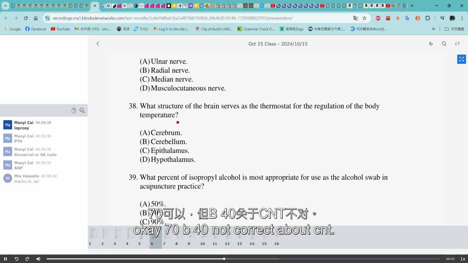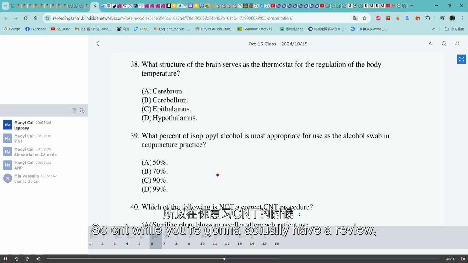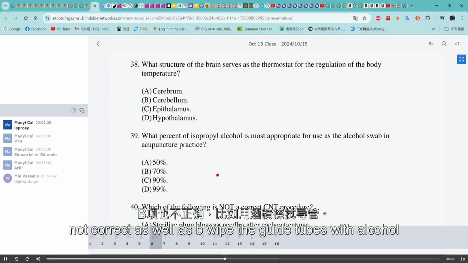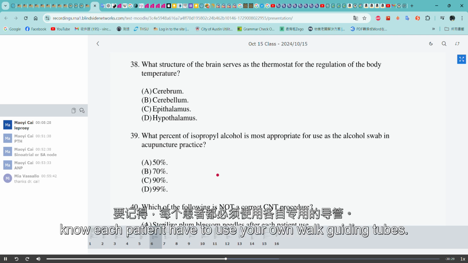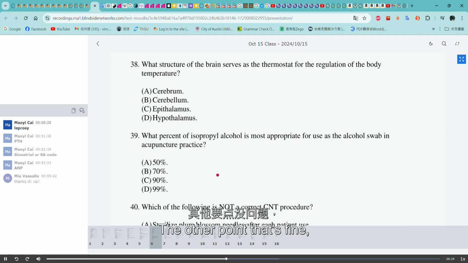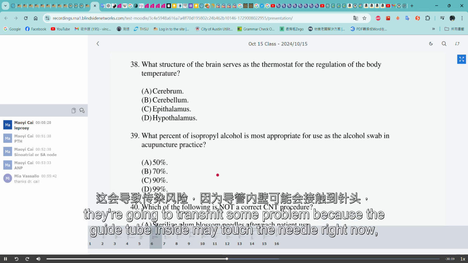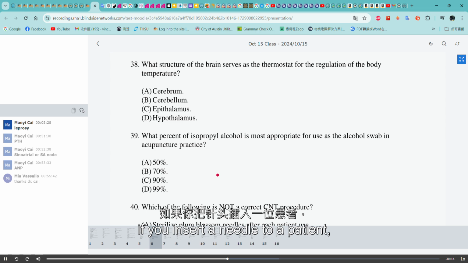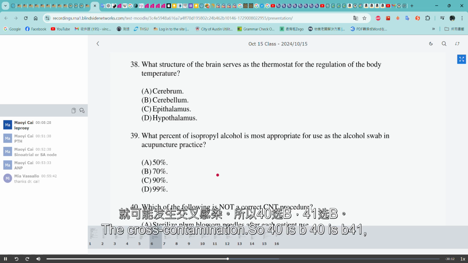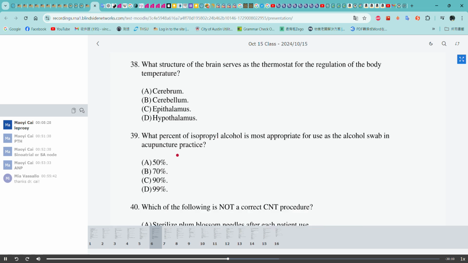Okay, 70%. B. 40, which is not correct about CNT? So CNT, well, you're actually going to have a review. Not correct is what? It's B. Wipe the guide tubes with alcohol between different patients. No, each patient has to use their own guide tubes. You can use this point, the other point, that's fine, but not among different patients. That's going to transmit problems because the guide tube inside may touch the needle, right? If you insert a needle into a patient and then use it for another patient, it'll cause contamination. So 40 is B.